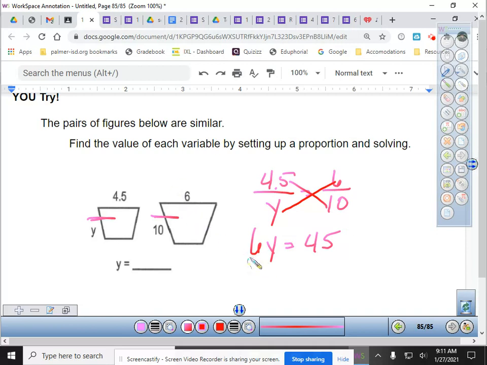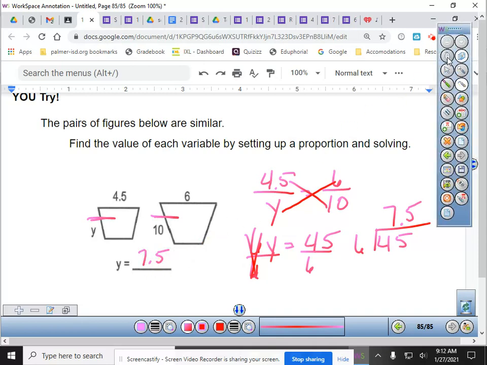What do we do from here? You divide by 6. Divide both sides by 6. Good. And you're just going to have to work it out, right? I believe it's 7.5. Yes, ma'am. Good. Everybody good?